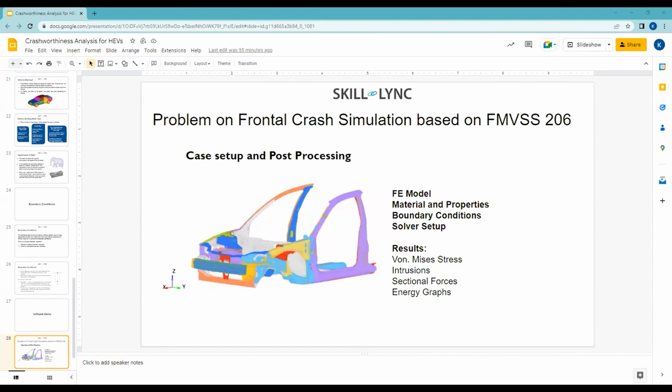Again, there are standards. For everything we have standards, and the same is there in the case of crashworthiness. For frontal crash, we have different FMVSS standards. So this is actually the demo. There are n number of methods in which you can do this, but the crashworthiness study becomes useful.